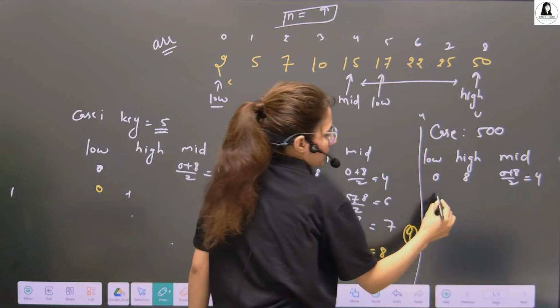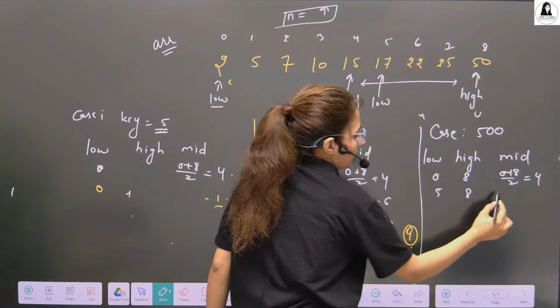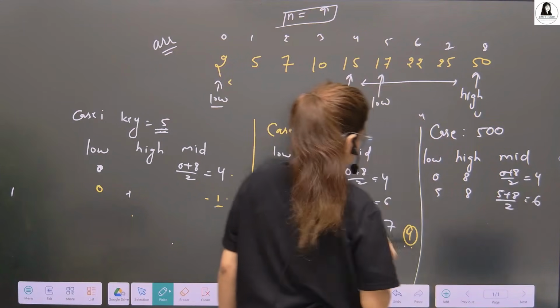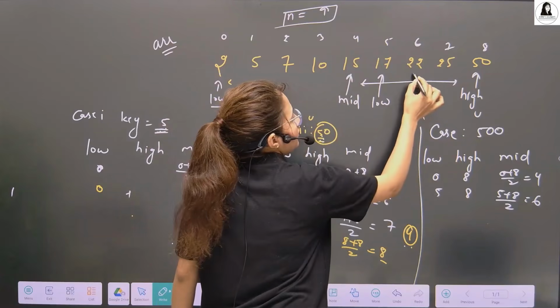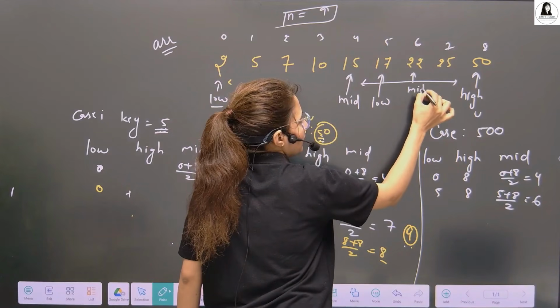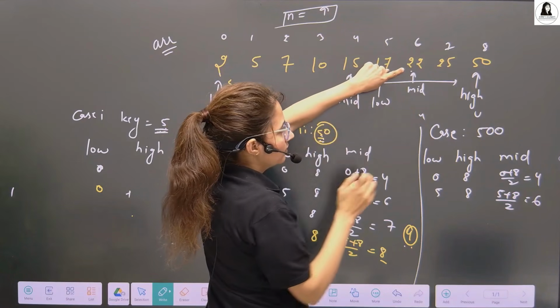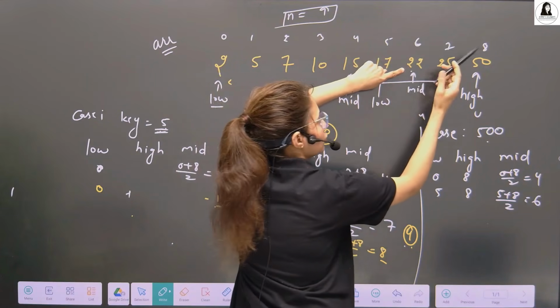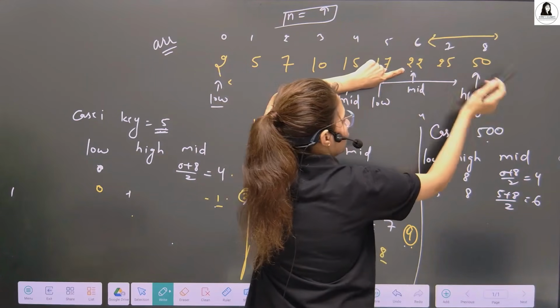Mid plus 1, low becomes 5. High is still 8. So 5 plus 8 divided by 2 becomes again 6, the same process. Now mid is here, right? Now compare. Is this the target element? No. Is the target element greater than mid? Yes. So we would search in the right half only.